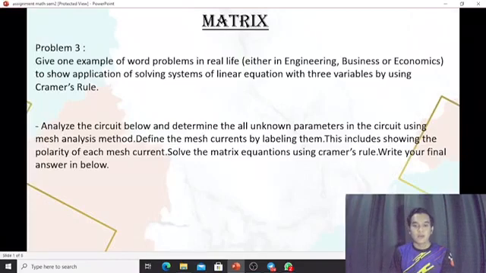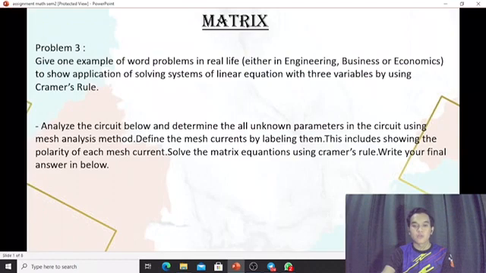Hi, my name is Nur Fariduddin bin Saad. I will solve problem 3. The question given for problem 3 is: give one example of a word problem in real life in engineering, business or economy to show application of solving a system of linear equations with 3 variables by using Cramer's rule.